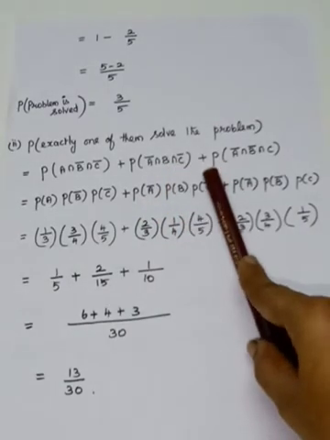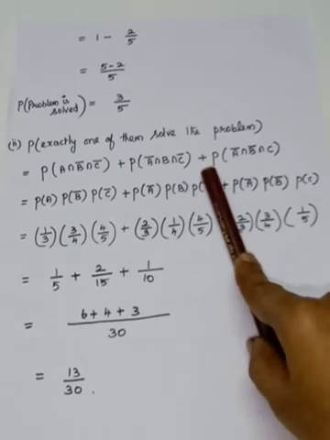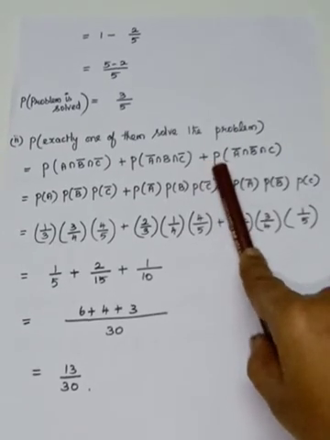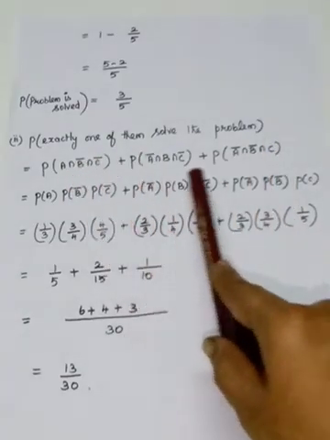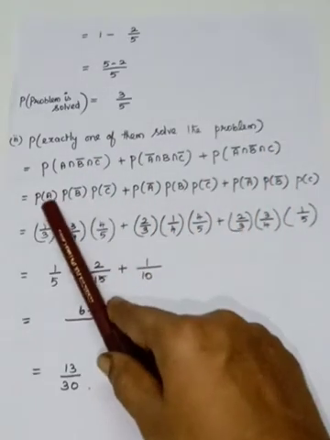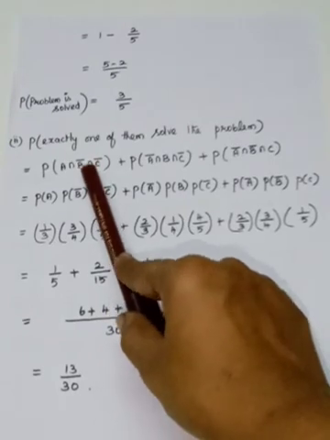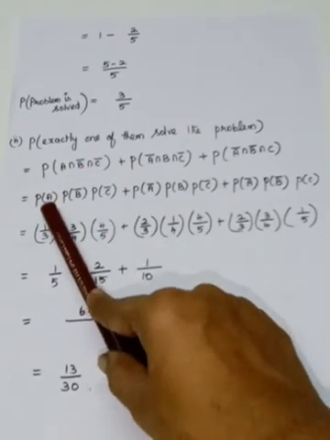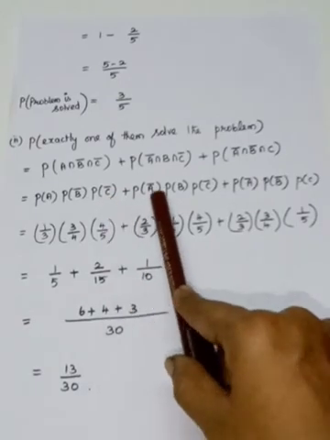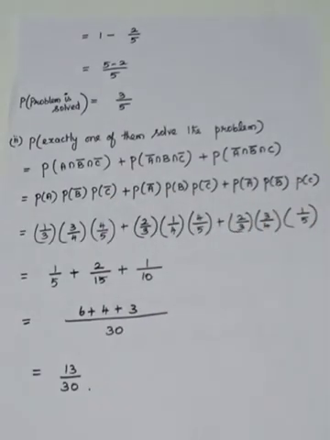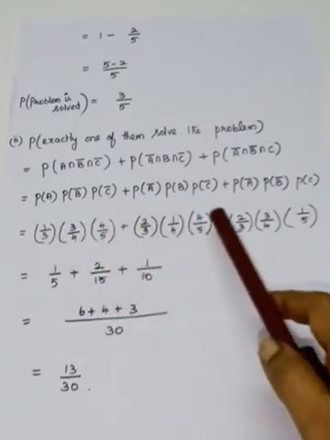In the same way, if C solves the problem, the other two should not solve the problem. So therefore P of A bar intersection B bar intersection C. So all are independent events. So we can write the probability of their intersection as P of A into P of B bar into P of C bar. Like that we can write in multiplication, and the values have to be substituted.